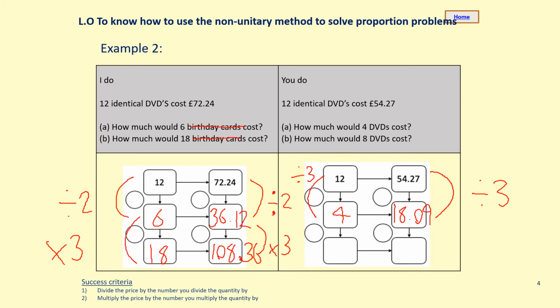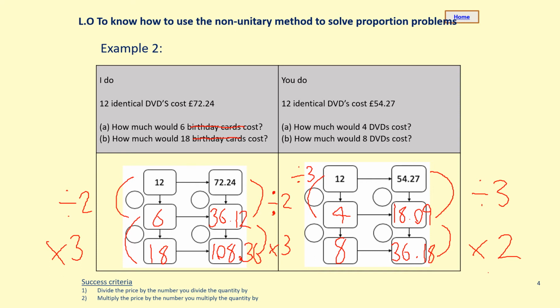Then we need to work out how much 8 DVDs cost. So 4 costs £18.09, and now we need to work out 8, which is double 4. So we double the price of 4, £18.09 times 2. So £18.09 times 2 gives me £36.18. Really well done if you got that right by yourself. So that's £36.18 for the last one.